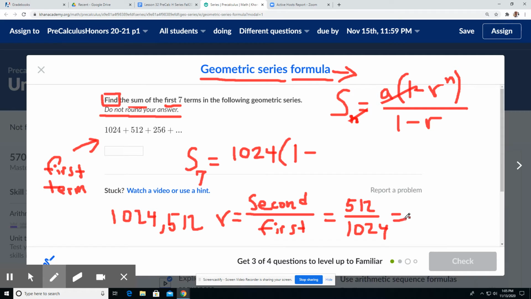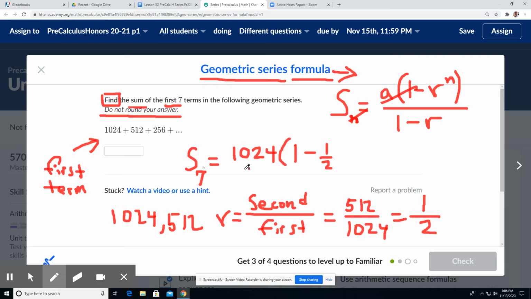I was going to get my calculator out, but it looks like 512 goes into 1,024 twice, so it's 1/2. Let's confirm: 1/2 of 512 is 256. Yep, so everything looks good. There's our R, so that's going to be 1/2 for our multiplier, our common ratio.